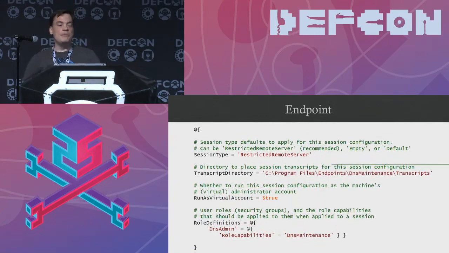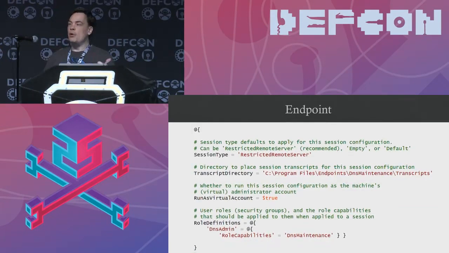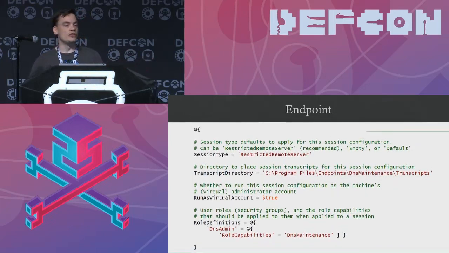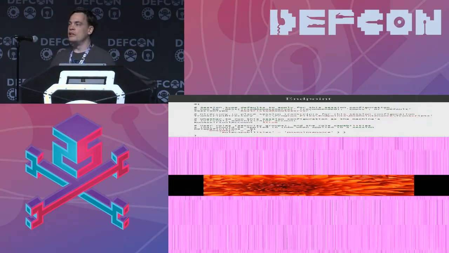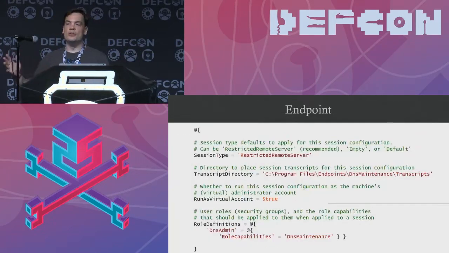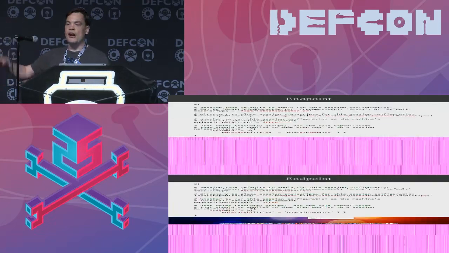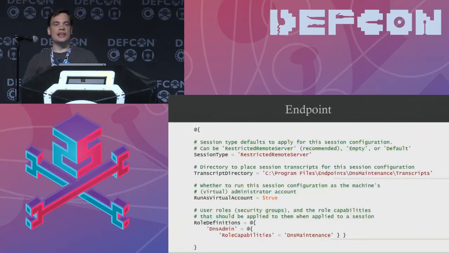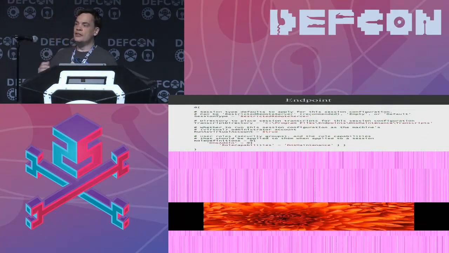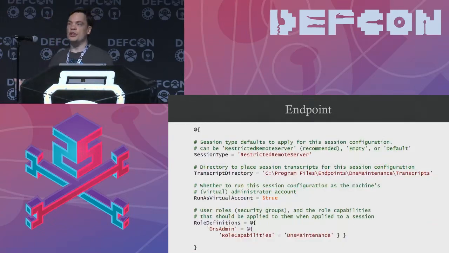Then you've got the endpoint itself. This is defining what happens when somebody connects. The key point with just enough administration is that you say the session type is restricted remote server. Of course, you want to log all the things, so you set up a transcript directory. Everything that you do comes and goes through this transcript directory, so you can audit this at all times. I'll get into the run as virtual account in a second. That's your definition of what identity you want these things to run as. The run as virtual account is the best one to use here.